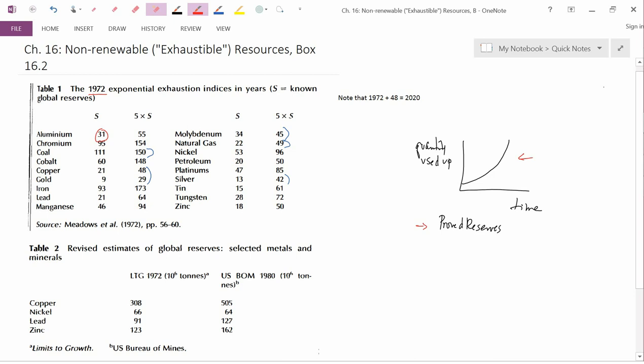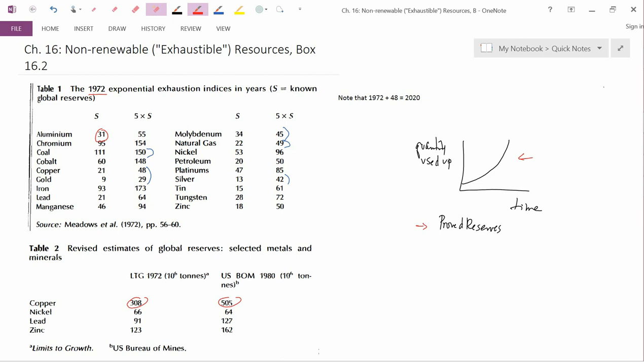So Table 2, this table on the lower left, is a comparison of how global reserves of selected metals and minerals changed in the 8 years between 1972 and 1980. And what you see is that three out of these four went up. Copper went up from 308 to 505. These are 10 to the 6 tons. That's a huge increase in copper, and of course some copper was being mined between 1972 and 1980. But what happened is there's a lot of exploration and discovery of copper deposits, and perhaps also the price of copper went up, which meant that some deposits which used to be uneconomical to mine became economical to mine. And so in combination, reserves actually went up.